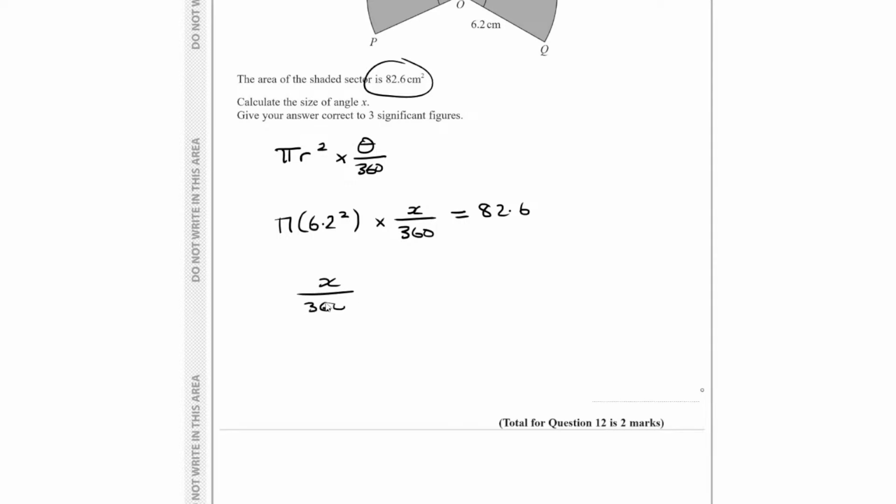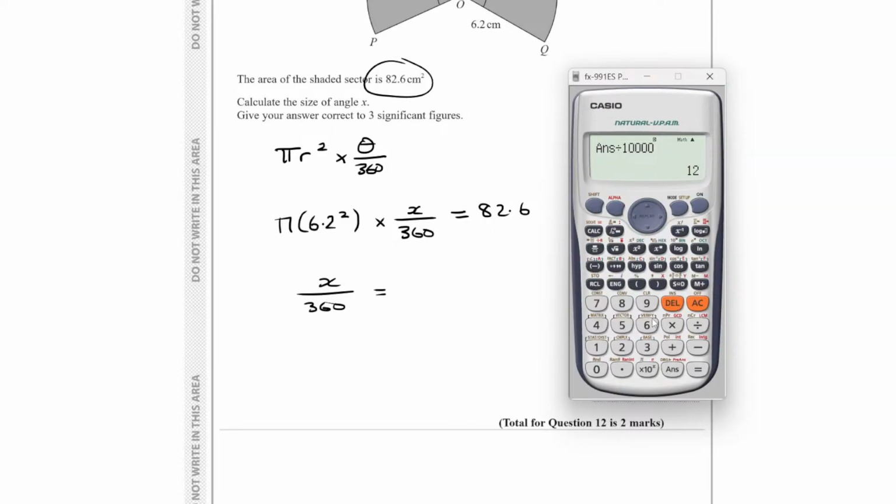Obviously on my calculator. You could do it all in one step, but I'll show you in two. So I need to divide by pi times 6.2 squared on both sides. Obviously on the left it would cancel out. And on the right, 82.6 divided, I'm going to put it in a bracket, by pi times 6.2 squared.